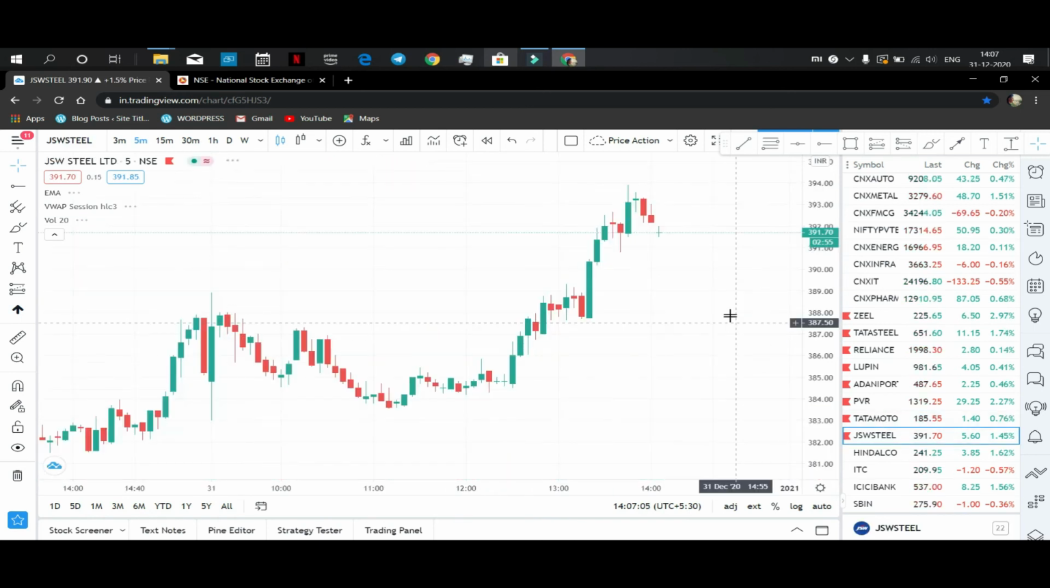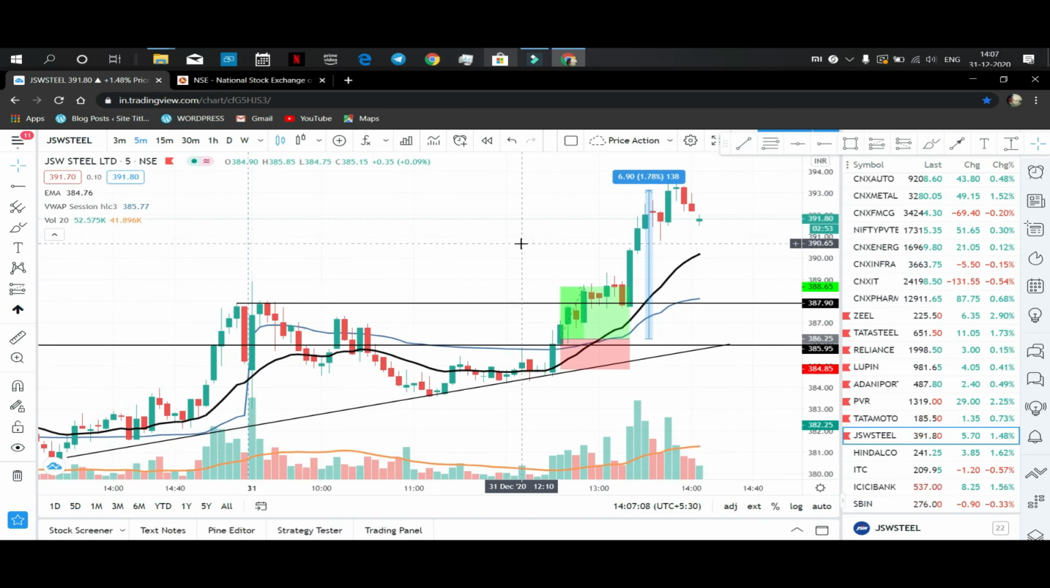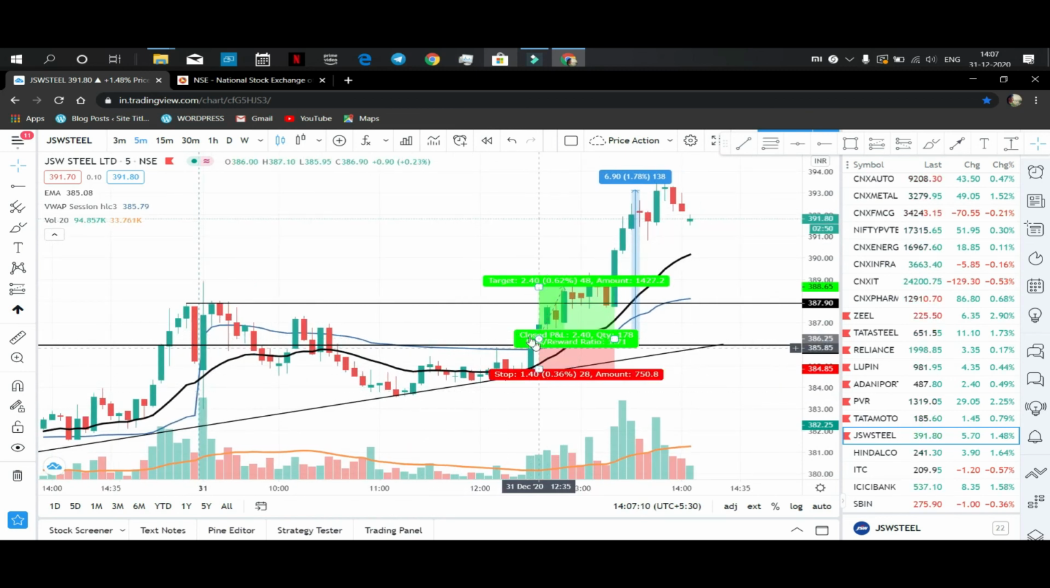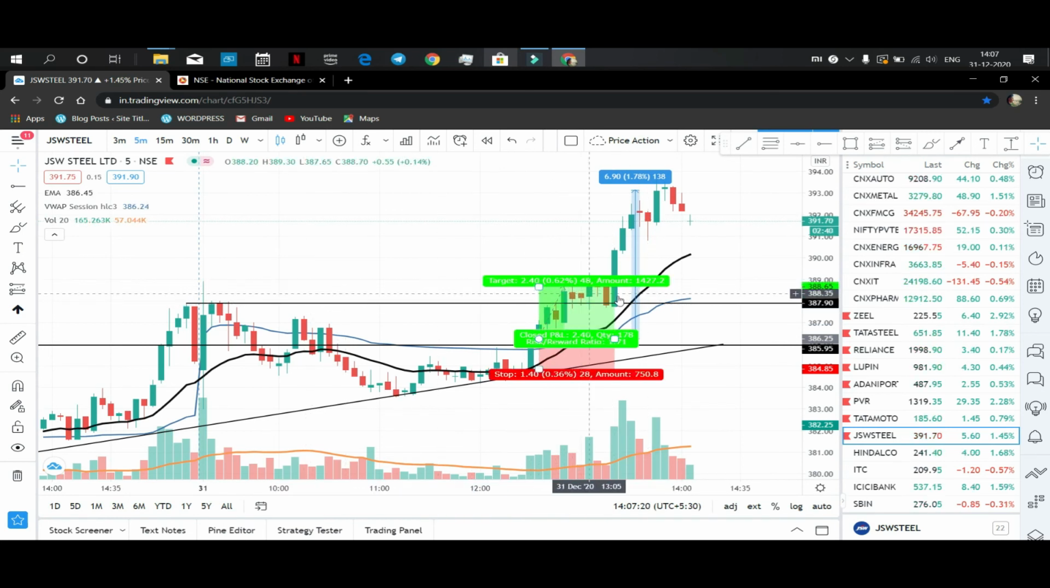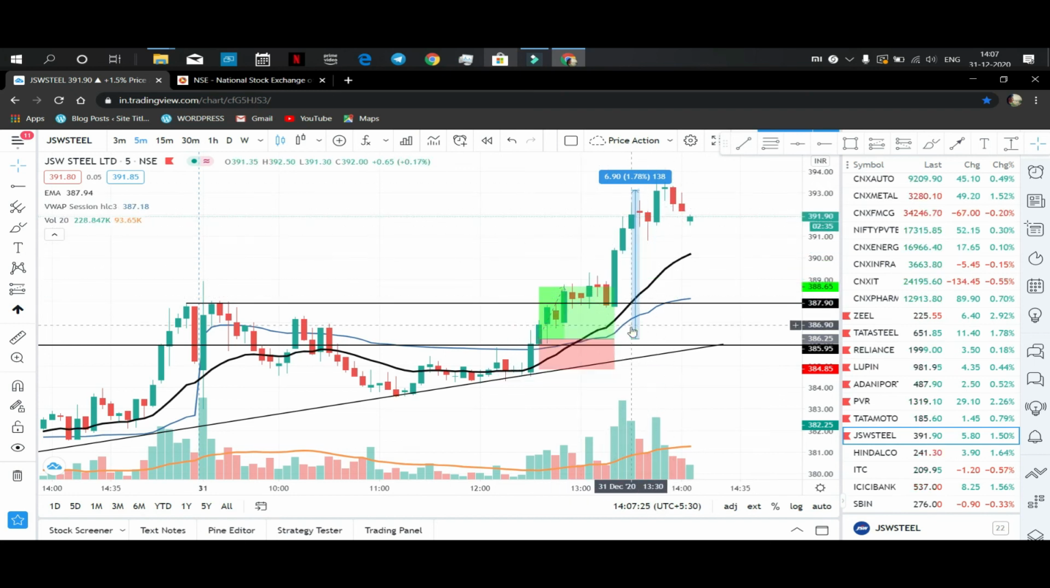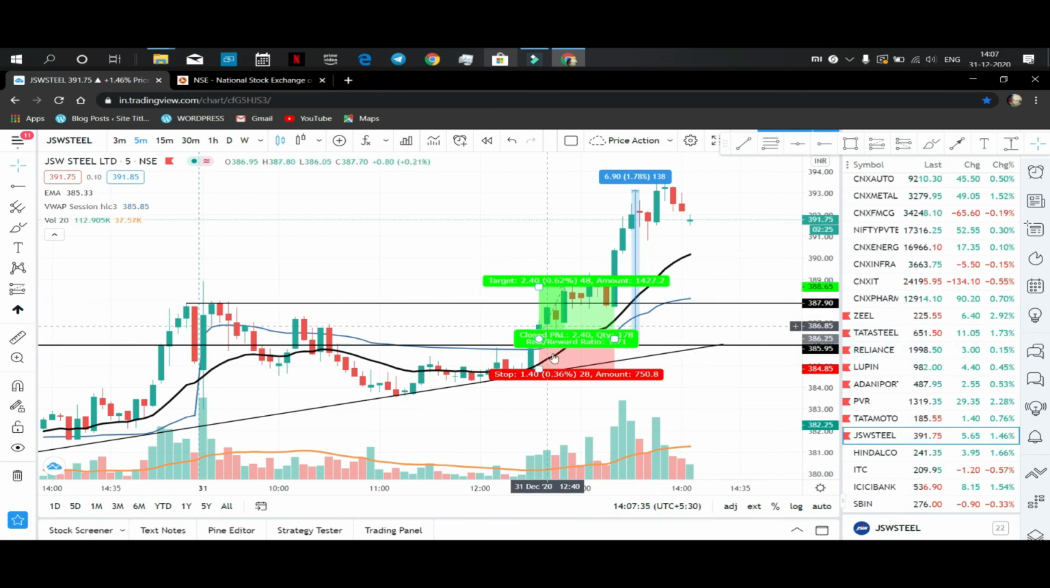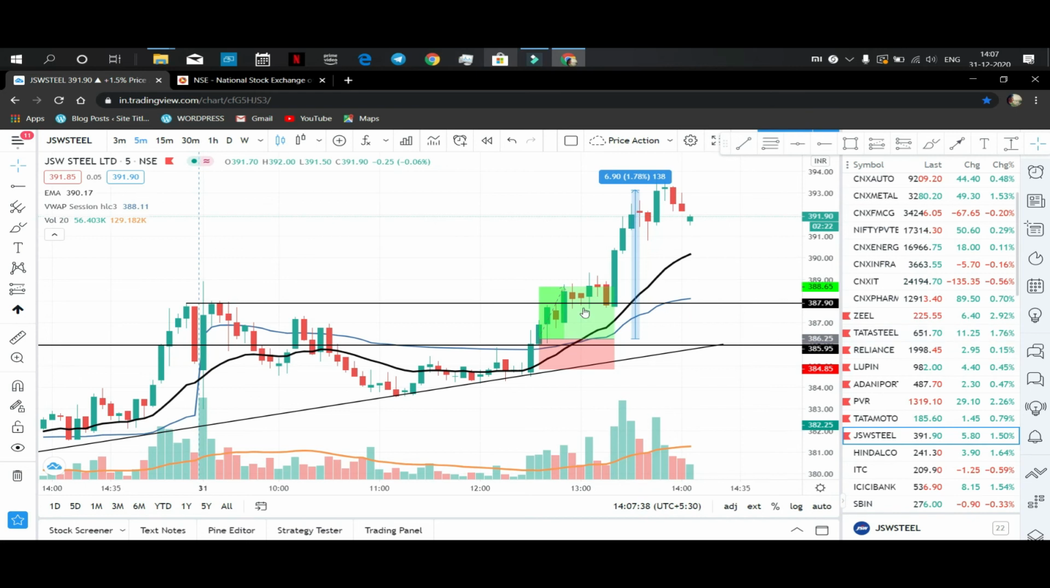And finally we have JSW Steel, and this was also a pretty good trade for us. My entry signal was right around this candle, a high volume breakout, and then my target was around this point, because the stock consolidated a bit and gave another breakout with a lot higher volume. I did not take a trade in this one because 2 trades is what I had planned for the day, and all these breakouts were happening at the same time, so I had selected only 2 trades, and luckily both of the trades were profitable.